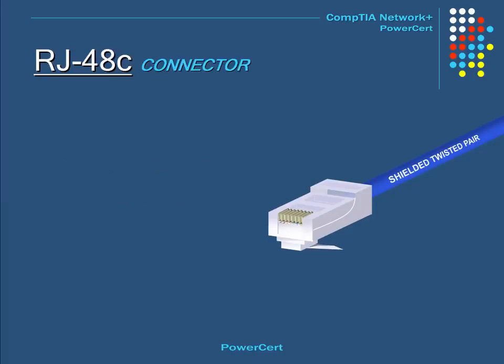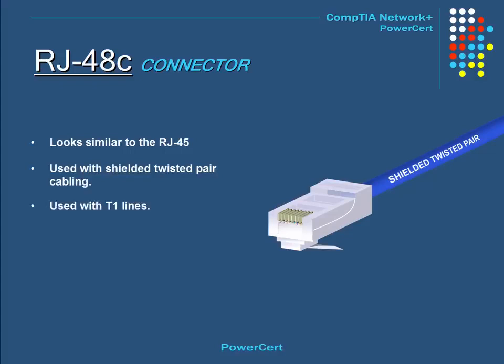Now the RJ48C looks very similar to the RJ45. The difference between the two is that the RJ48C is used with shielded twisted pair instead of unshielded twisted pair. It's primarily used with T1 lines, and it's also wired differently than the RJ45.